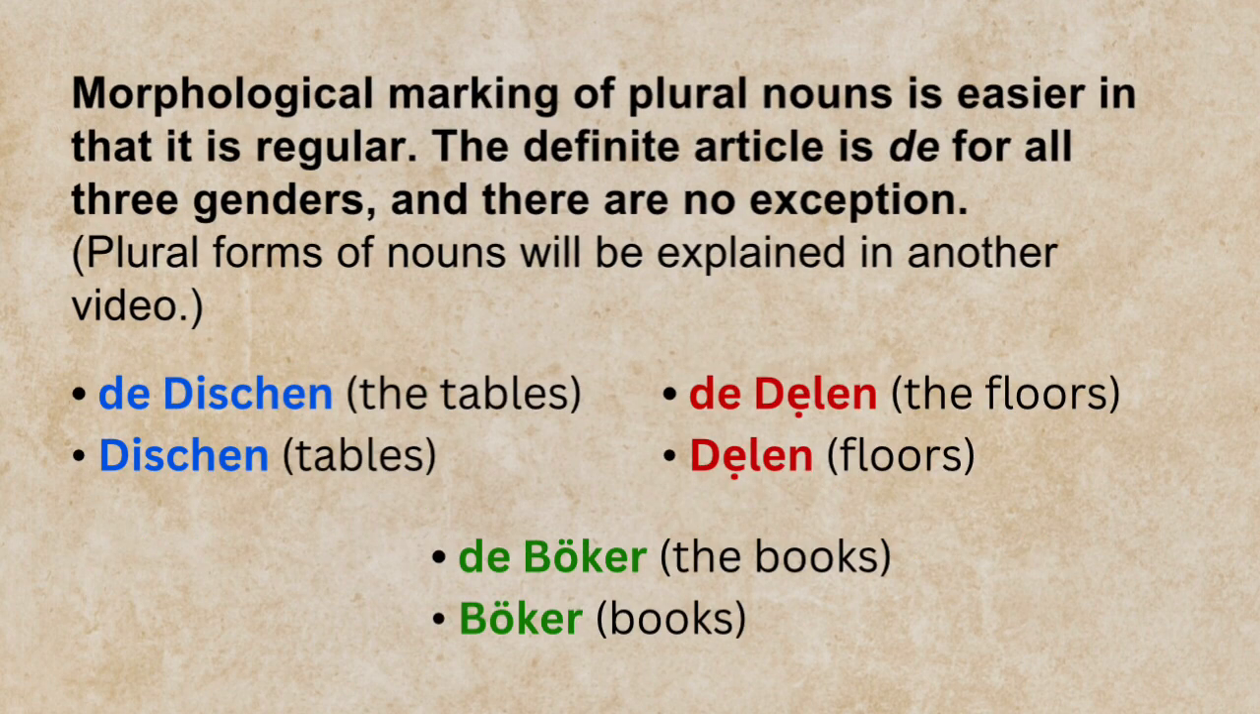Morphological marking of plural nouns is easier in that it is regular. The definite article is the same for all three genders, and there is no exception. Plural forms of nouns will be explained in another video. De dischen, dischen. De dan, dan. De beuken, beuken.